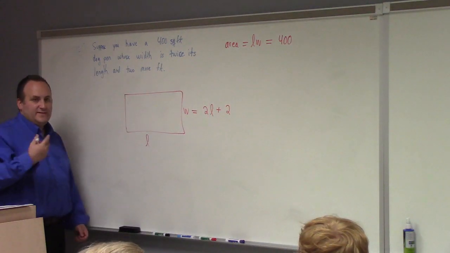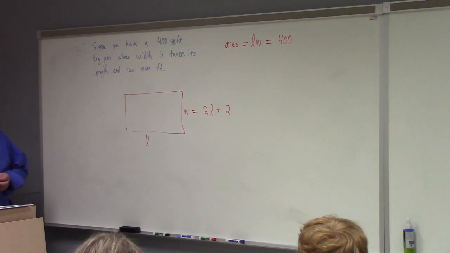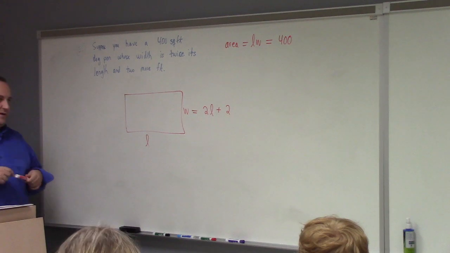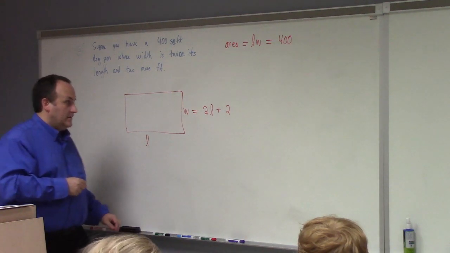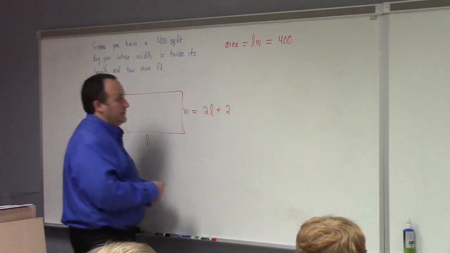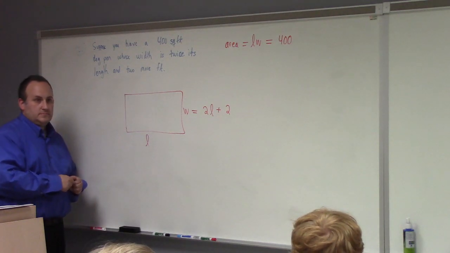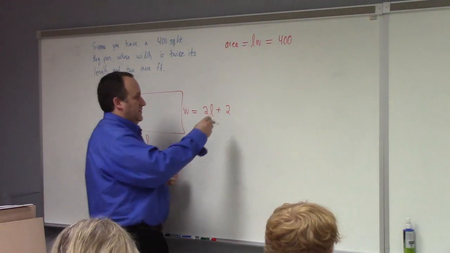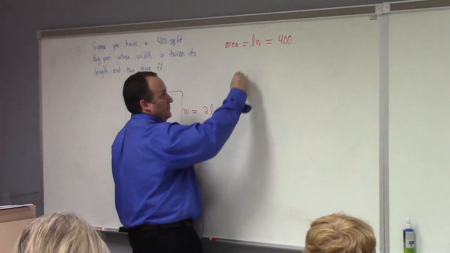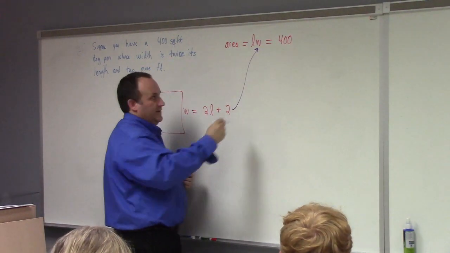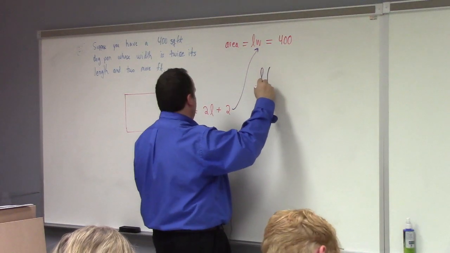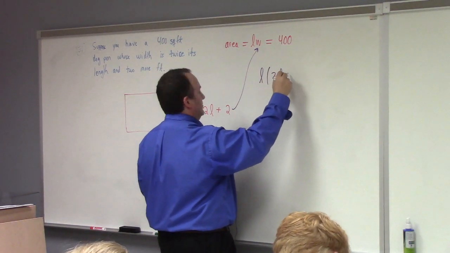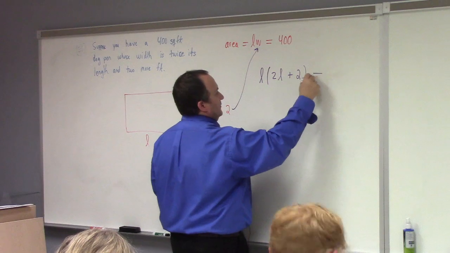Okay, so then what do we do? How do we solve this? Why am I even talking about this in this class? Like, what have we been solving? We've been solving quadratic equations. How is this a quadratic equation? Any ideas? What should we just do? Take this, plug it up in there. And then we've got length times twice the length plus 2 is equal to 400.